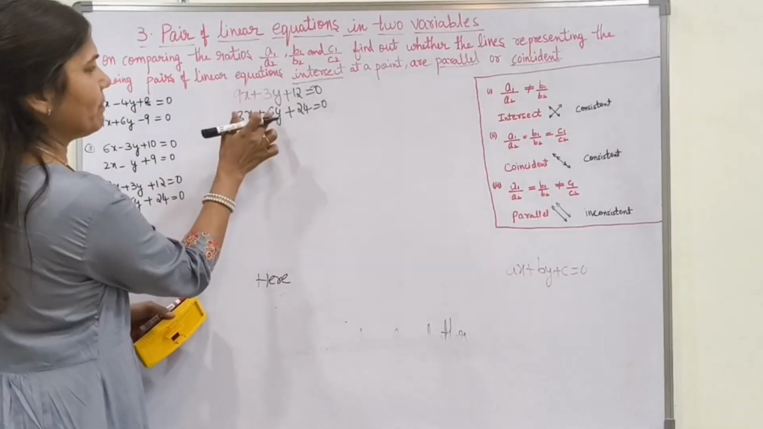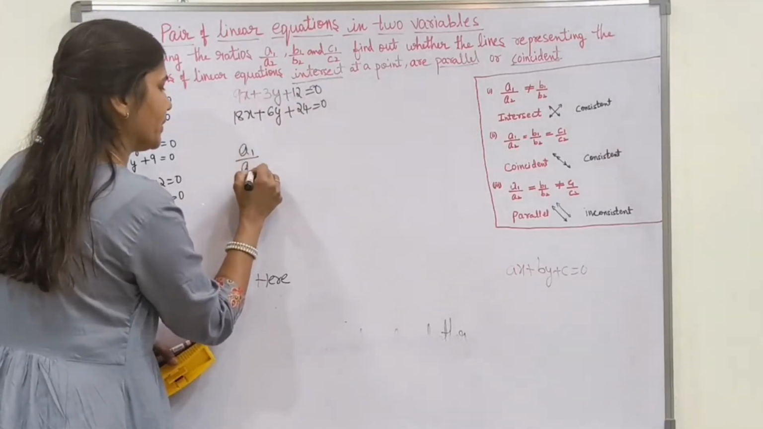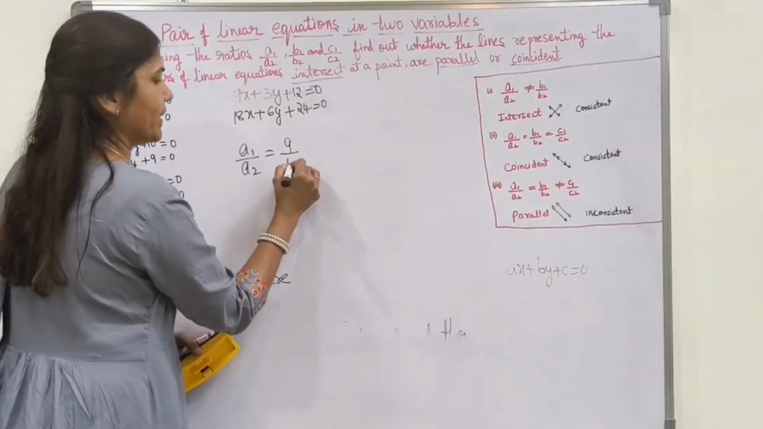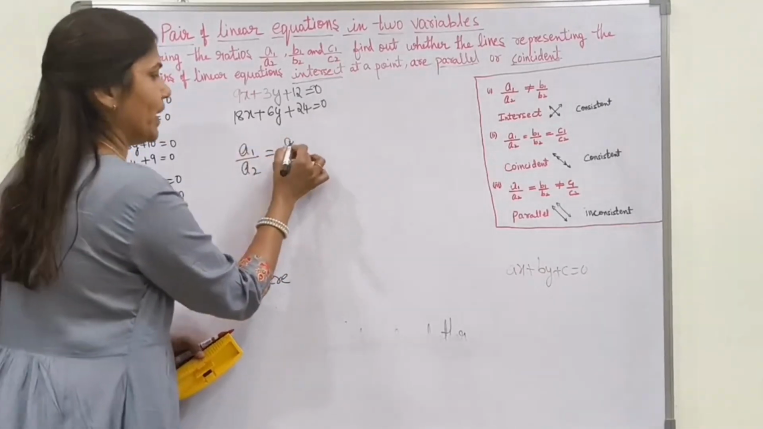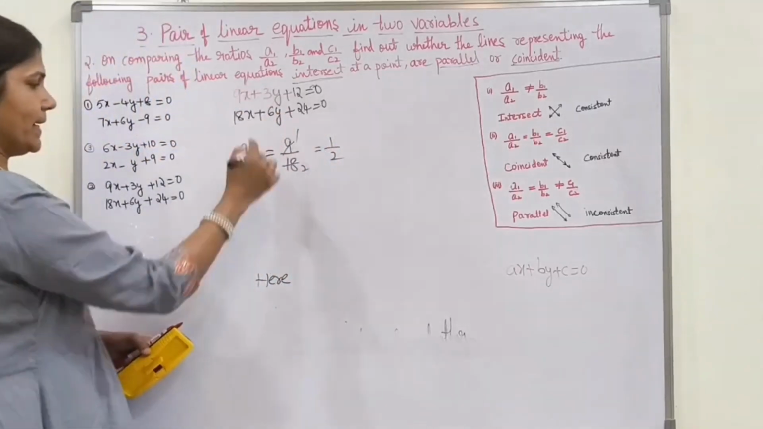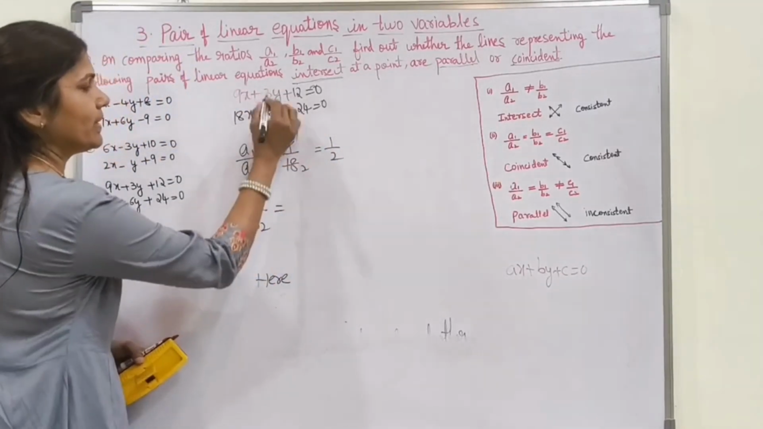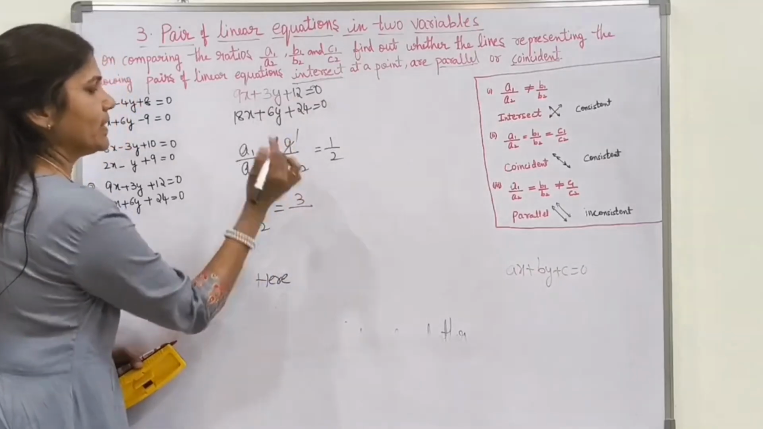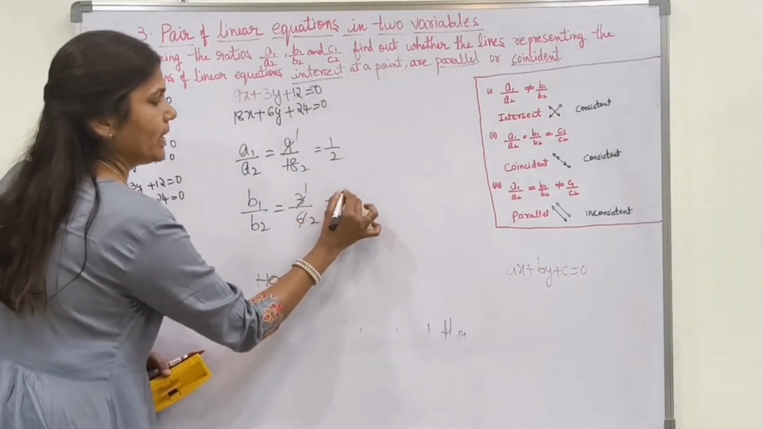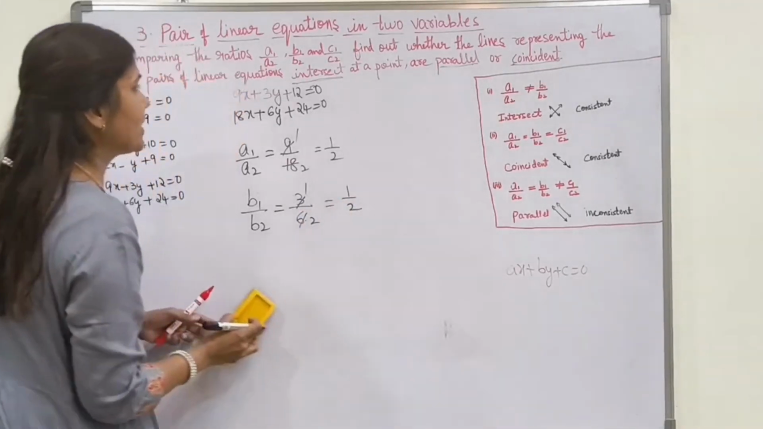A1, A2, B1, B2, C1, C2. First I am writing A1 by A2. See here, A1 means 9, A2 means 18. Cancel is possible: 9 ones are 9, 9 twos are 18. What is the answer? 1 by 2. Next we take B1 by B2. B1 means 3, B2 means 6. Cancel is possible: 3 ones are 3, 3 twos are 6. So 1 by 2.